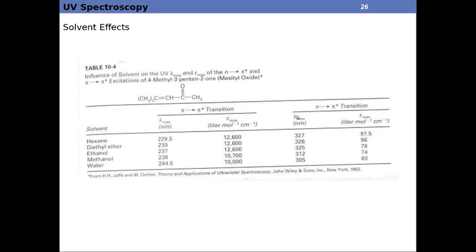But if you compare the absorption maximum of the n to pi star transition of the carbonyl functional group here, you will see that for hexane the absorption maximum comes around 327 nanometer, whereas as you go down the table, the absorption maximum decreases towards shorter wavelength or higher energy. So this represents a progressive blue shift of the absorption maxima as you go from hexane to water. This again fits really well with the theory we have already discussed.